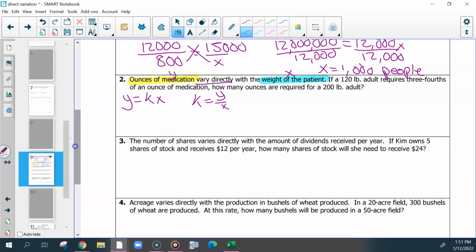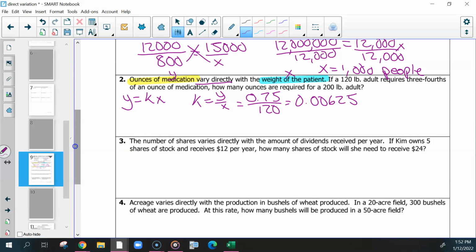So this would be 0.75 over X, which is our weight of the patient, and that's 120. Someone put that in your calculator. Tell me what your value of K is. That's 0.00625. Did I write that correctly?